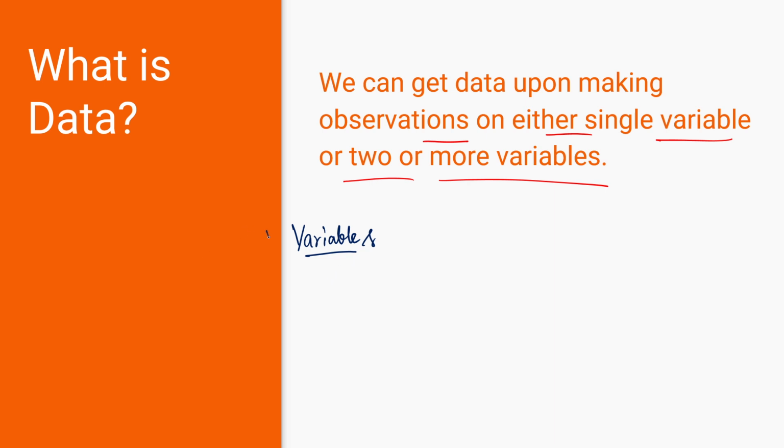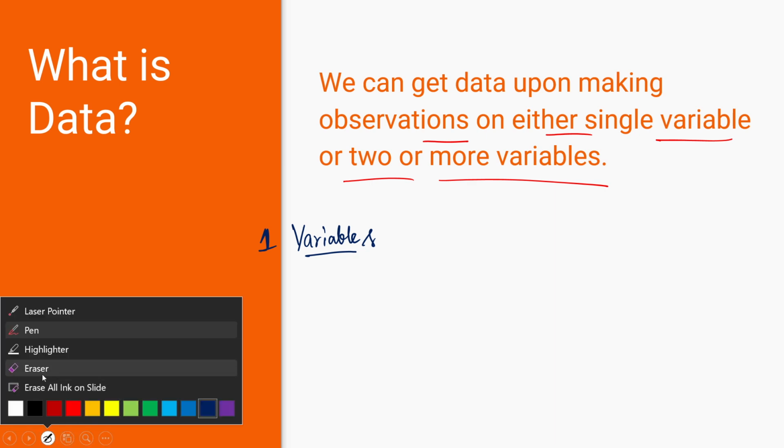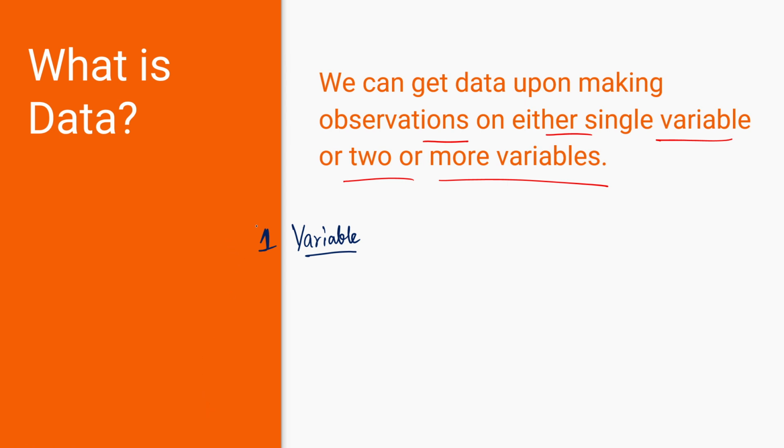If we are making observations on one variable only, it can happen that we are taking only a single variable, or only a single characteristic, for that group of objects. It can also happen that we are taking two different variables or two characteristics at a time and observing them for that group of objects or that group of population. It can also happen we are observing more than two variables.